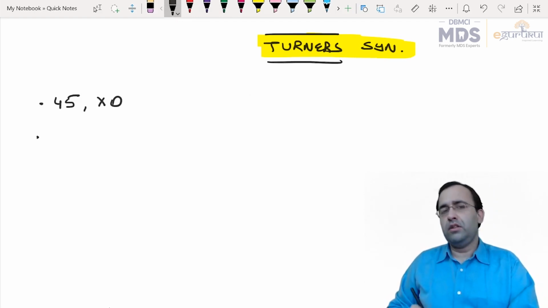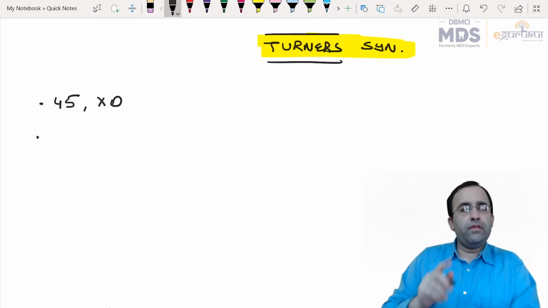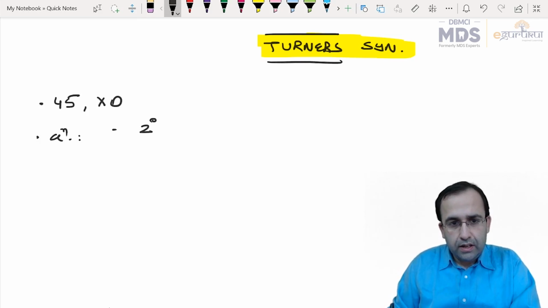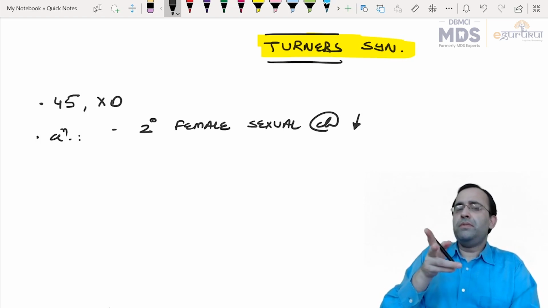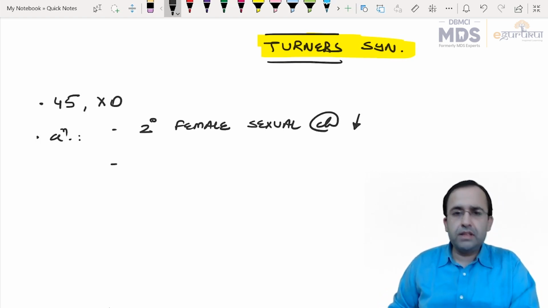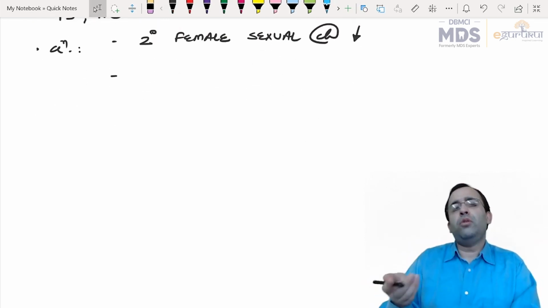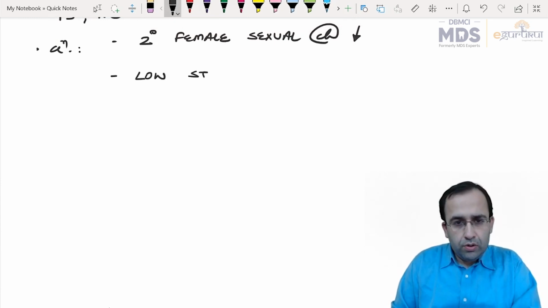So in Turner's syndrome, a female should be XX, but one X is missing. So clinically, secondary female sexual characteristics are reduced. Think of your favorite girl and imagine the opposite of her, that is Turner's. So the patient has a low stature, a short stature.